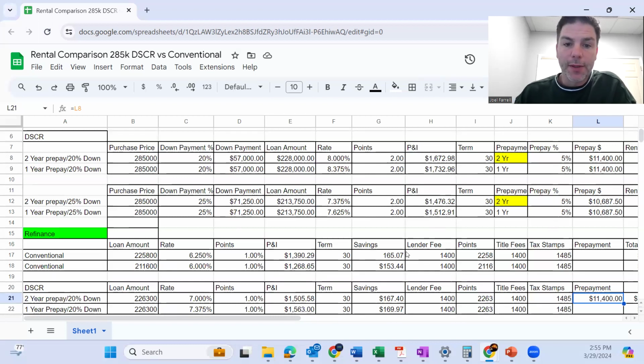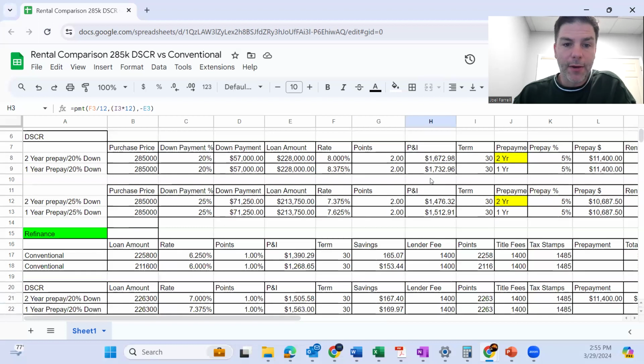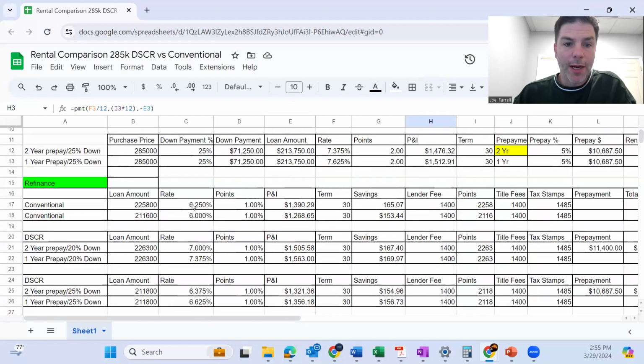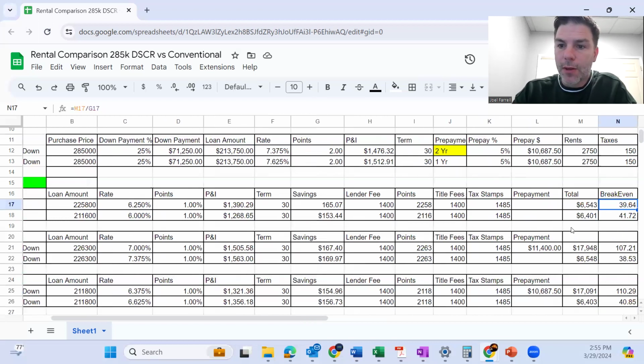You can see on this first scenario, conventional, 7.25, P&I of 1,555. If you come down here on this refinance, now we're going down to 6.25. It's a savings of about $165. I actually did this on Florida, and there are transfer taxes that come into play in Florida. So again, just a scenario. You're talking about lender fees, points, title fees, transfer recording, and appraisal fees not included in this.